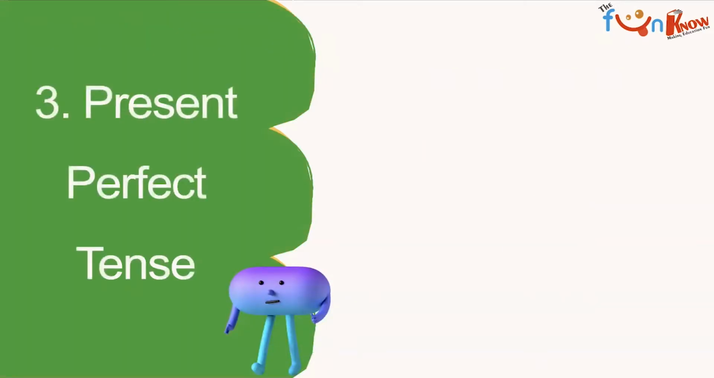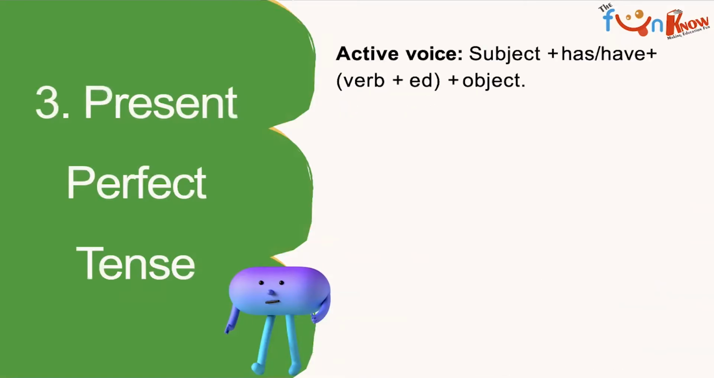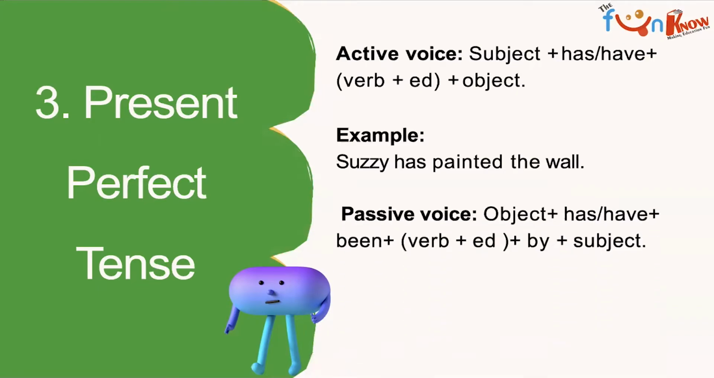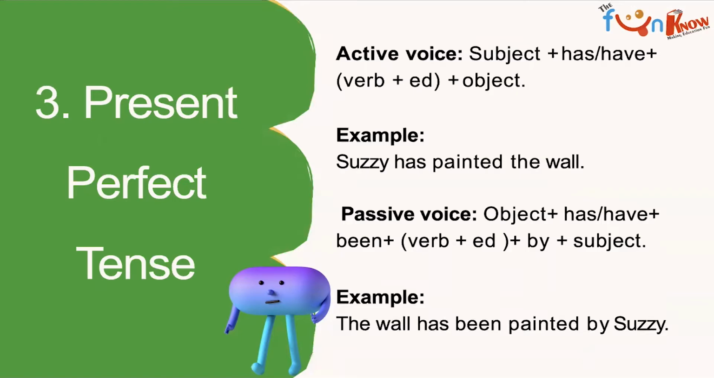The next type of tense is present perfect tense. Now, in active voice, we construct the sentence using subject plus has or have plus the verb plus ed plus object. Example, Susie has painted the wall. In passive voice, you have object plus has or have plus been plus the verb with ed plus by plus subject. Now, Susie has painted the wall becomes the wall is being painted by Susie.